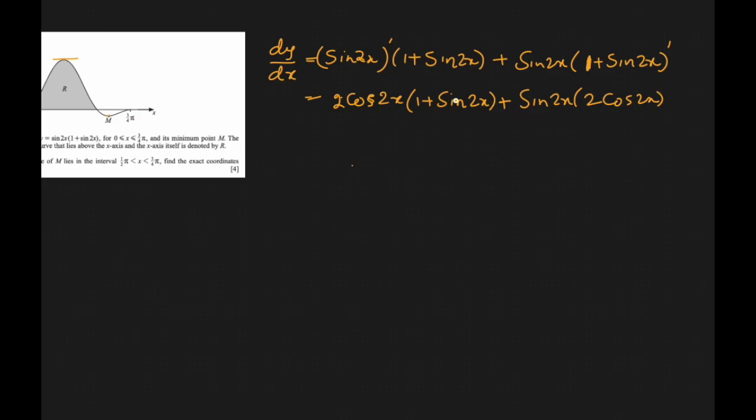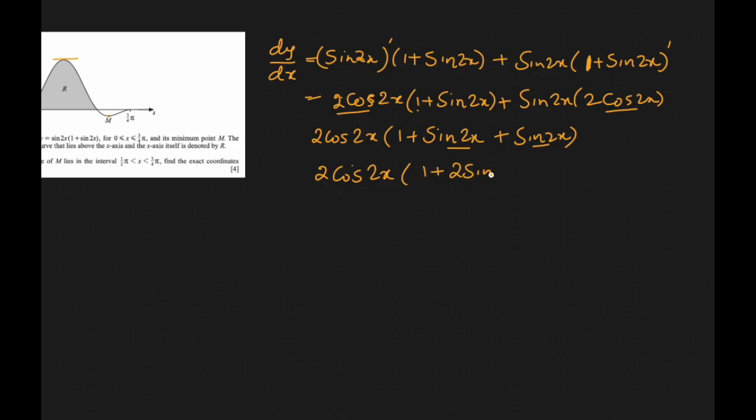So both of them have 2 cos 2x, we can take it common. 2 cos 2x taken common, so 1 plus sin 2x first. And then in this case 2 cos 2x is outside, so we'll be left with sin 2x. So dy over dx is 2 cos 2x times (1 plus 2 sin 2x). That is the differentiation of the function.